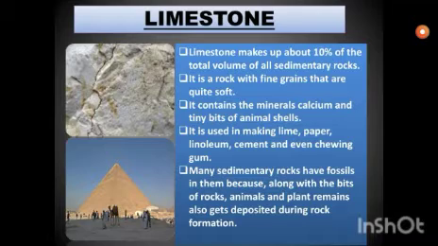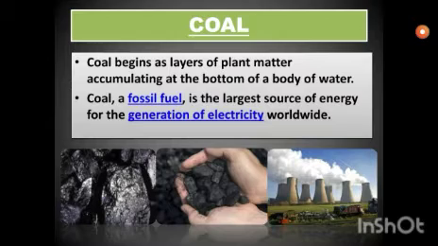Many sedimentary rocks have fossils in them because, along with the bits of rocks, animals and plants remains also get deposited during the formation. So, as for example, a deer dies and it is buried due to the deposition of mud on it. So, it also gets fossilized and it is converted into a stone. Another example is coal. Coal begins as layers of plant matter accumulating at the bottom of a body of water. So, coal is a fossil fuel and it is the largest source of energy that we use for the generation of electricity worldwide. So, coal is a fossil fuel and it's formed by the dead plants.